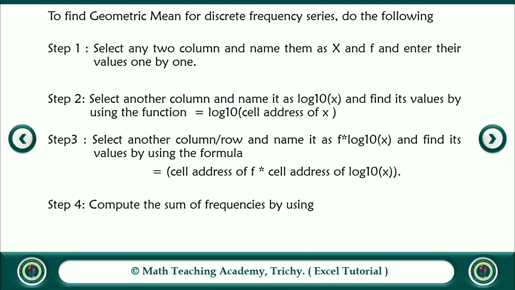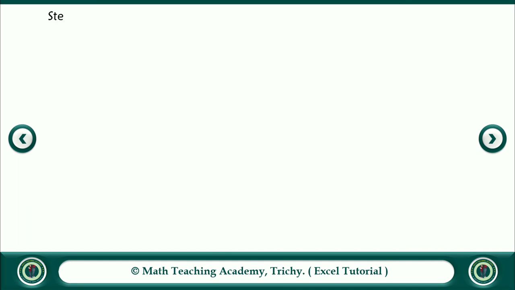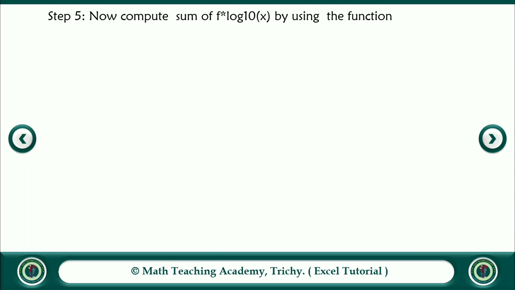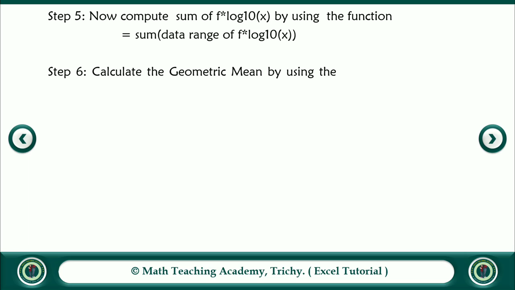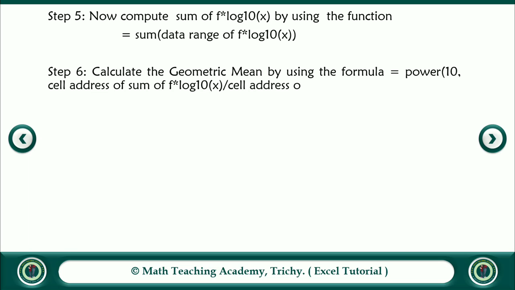Step 4. Compute the sum of frequencies by using the function equal to sum of data range of f. Step 5. Now compute the sum of f into log 10 of x by using the function equal to sum of data range of f into log 10 of x. Step 6. Calculate the geometric mean by using the formula equal to power of 10, cell address of sum of f into log 10 of x divided by cell address of sum of f.